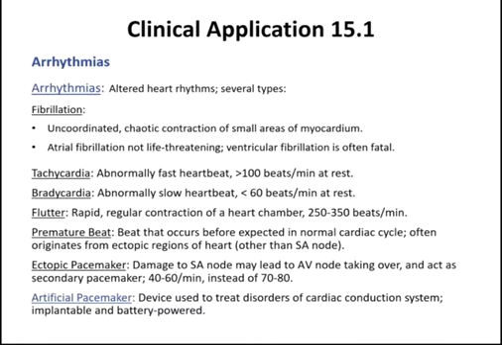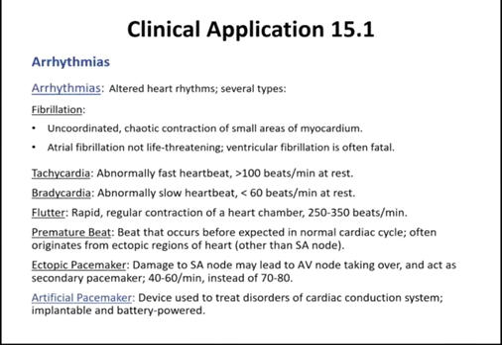A premature beat is a beat that occurs before the expected occurrence in the normal cardiac cycle. So the rhythm is off, right? You have a beat that is not happening at the right moment, and that's often because there's a contraction happening in a region not stimulated by the SA node. You have kind of like a weird ectopic region of the heart that contracts on its own.